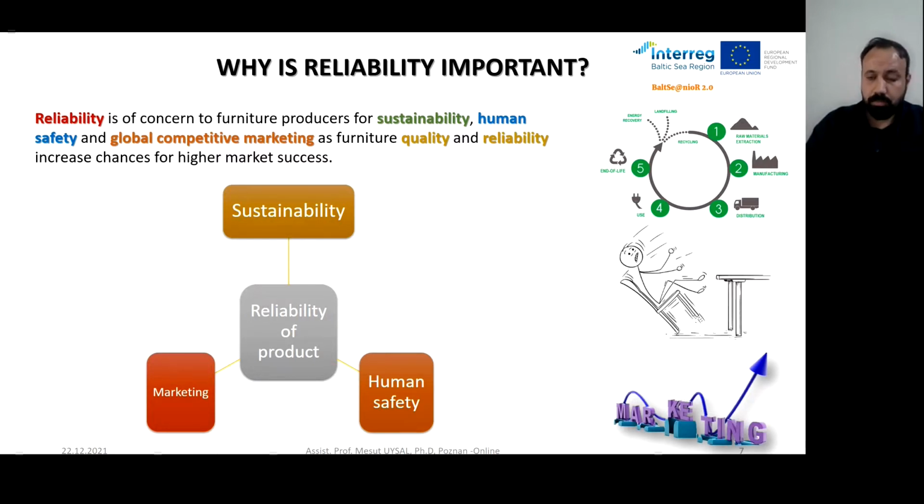Because of furniture accidents, many people have fatal injuries. And also, if your product is reliable, you will have a higher market chance, a higher chance in competitive marketing to sell your product. So let's touch a little bit on sustainability, human safety, and global competitive marketing.